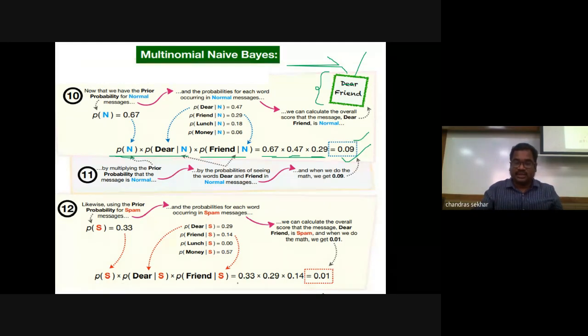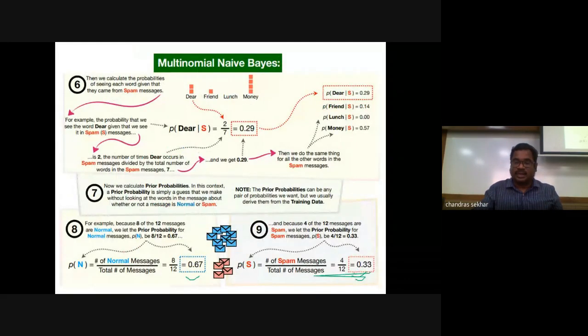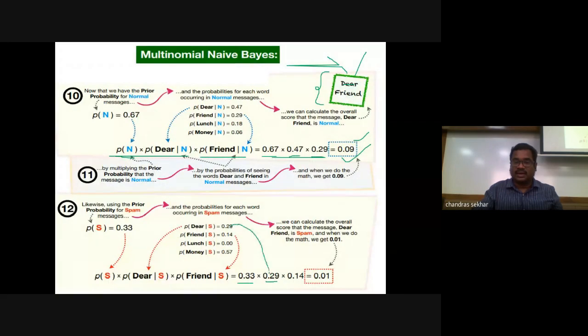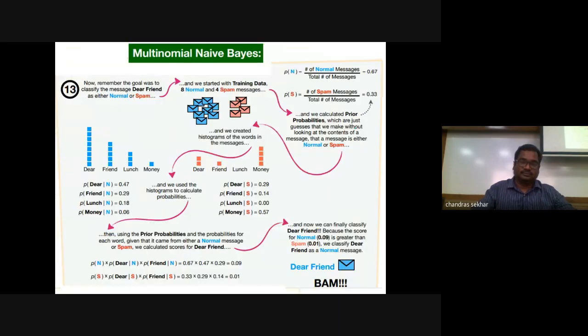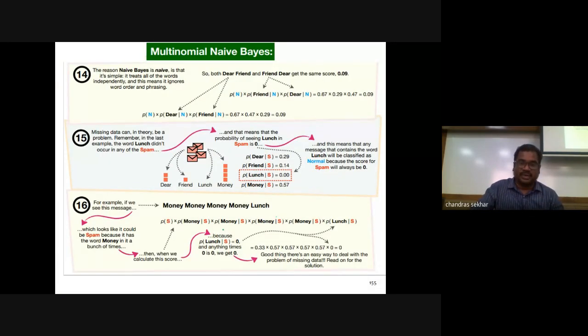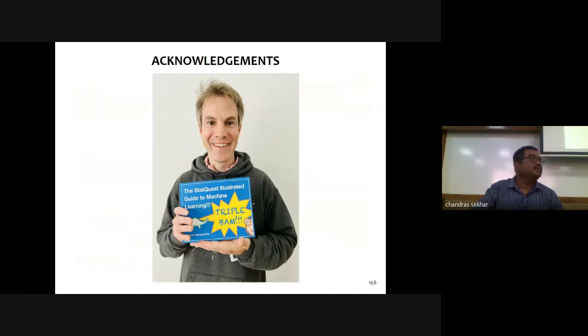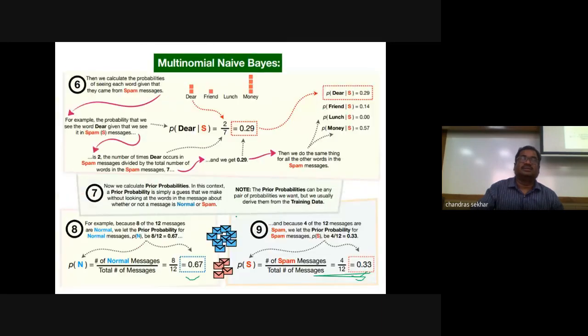Next, 0.33 in the case of spam. And how many times did dear occur? 0.29. This dear is this dear, and this friend is this friend. 0.14, it is equal to 0.01, which is the highest probability, this one. So this dear friend, based upon my prior experience, is a normal mail. So like that, we can compute for many, many words, such as money, lunch. If it is spam, what is the order? So like that we can compare. Any doubts till here?